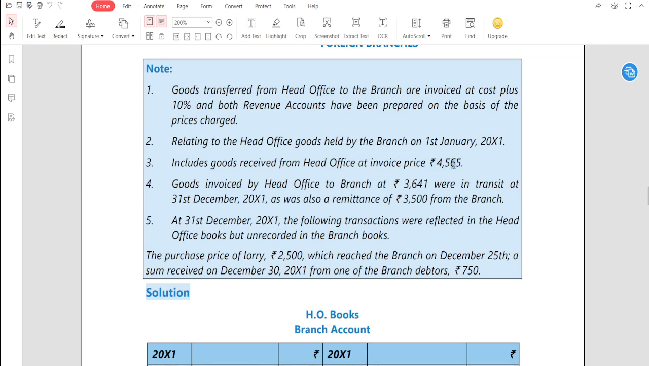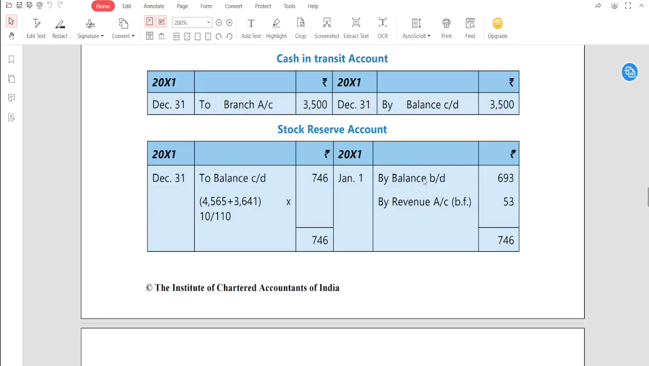These two are lying with the branch, so it will be the closing balance 746, and the difference between the stock reserve account should be charged to the revenue account, because here no branch PL is there. You remember guys, in the stock and debtor method we are debiting or crediting the branch PL. As there is no branch PL concept here, we are going to charge to the revenue account, because revenue is nothing but a PL type.